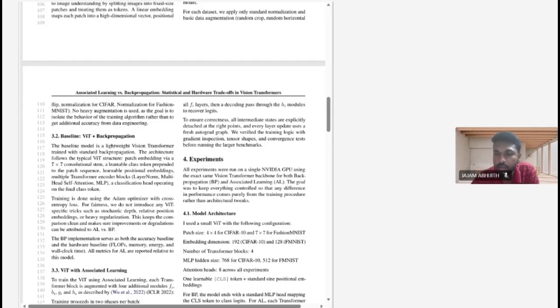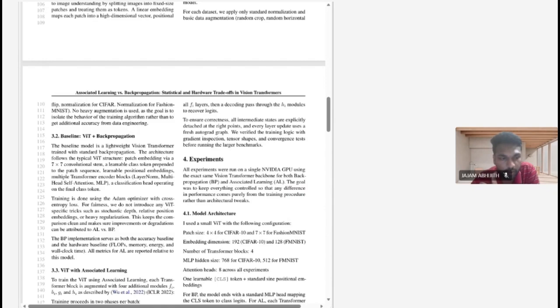For backpropagation, the loss function was just standard cross entropy. For associative learning, we used the two local losses exactly as defined in the original paper: the association loss that aligns representations with targets, and the autoencoder loss that reconstructs the previous target signal.